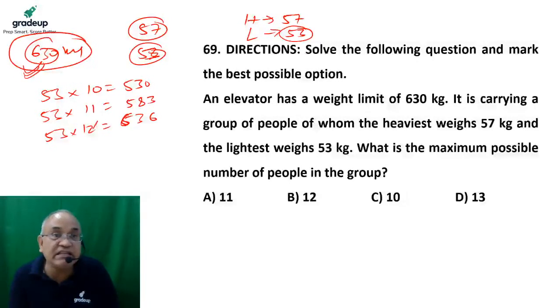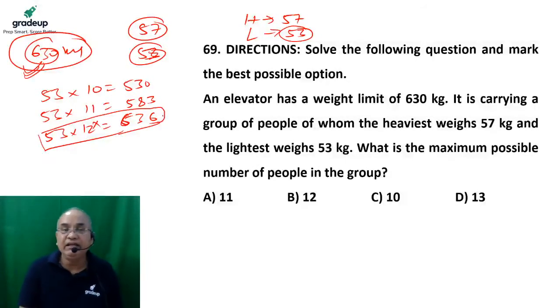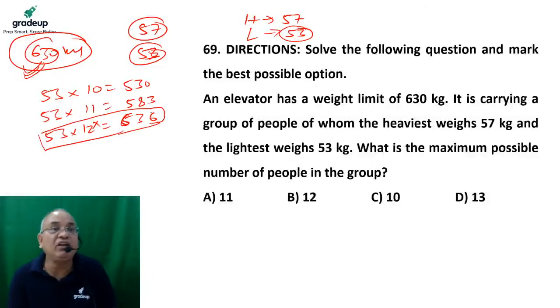So 12 persons cannot be lifted by the lift. At max, if the weight of every person is equal to 53 kgs, 11 persons can go by the lift.